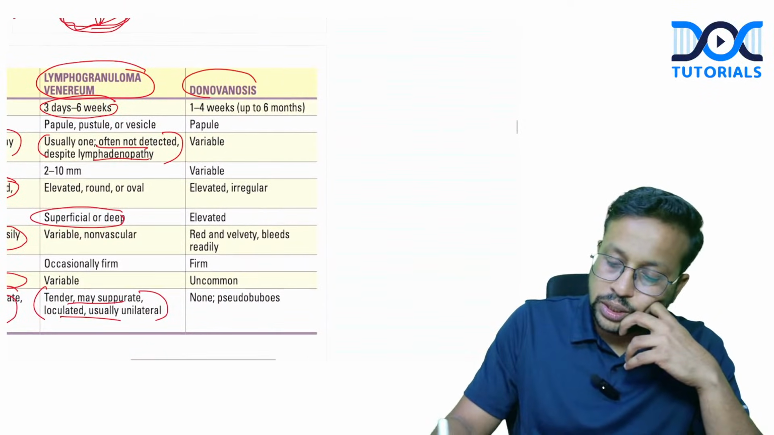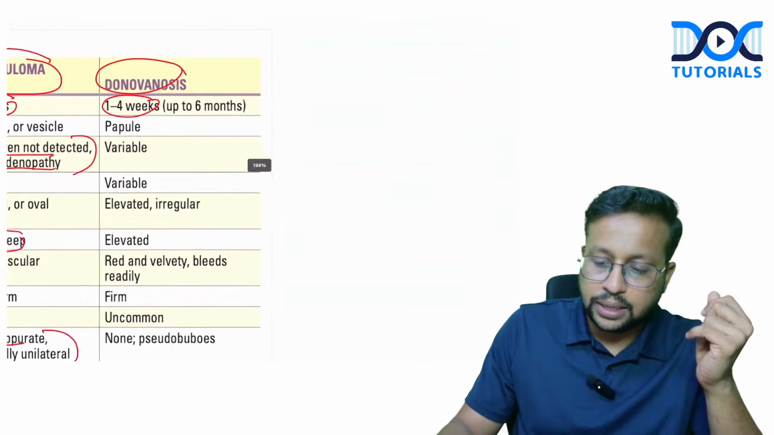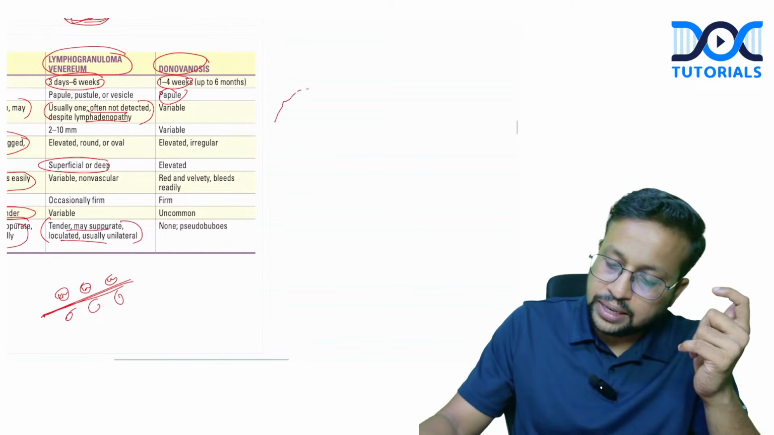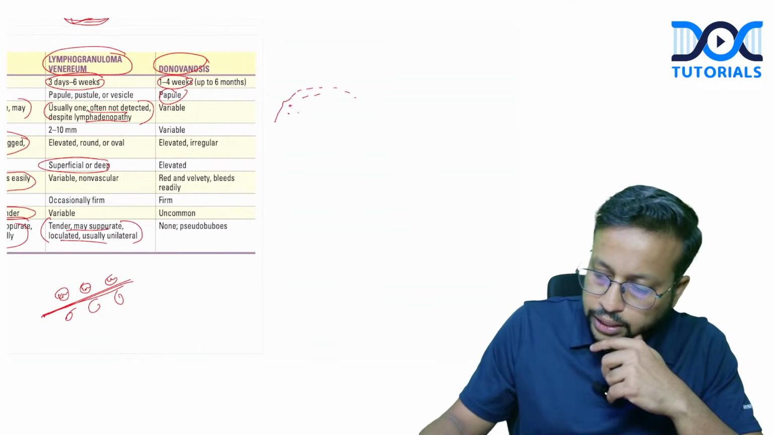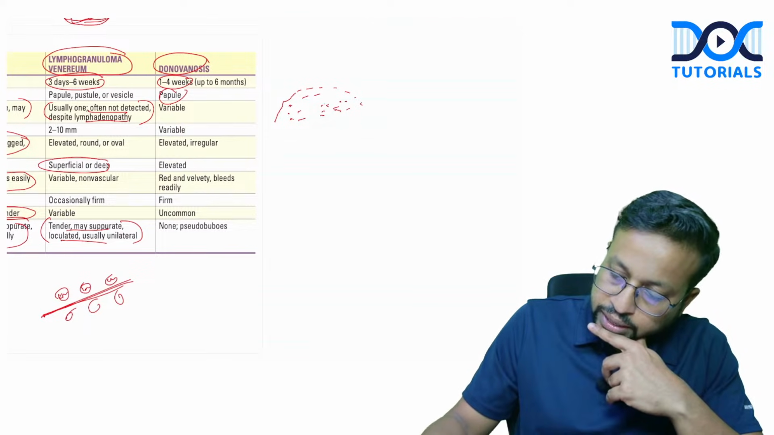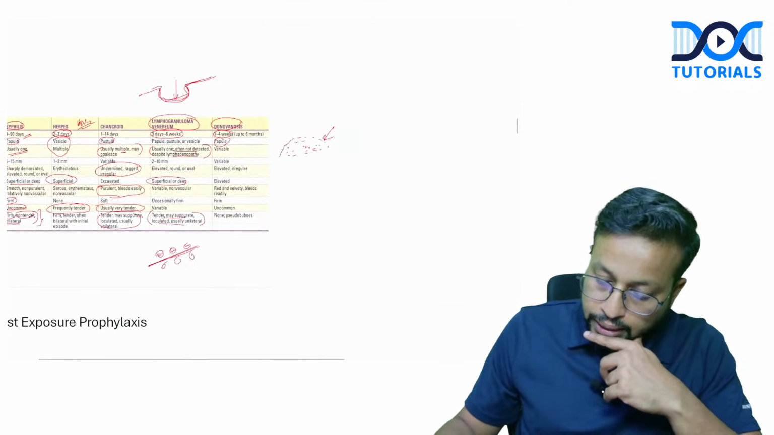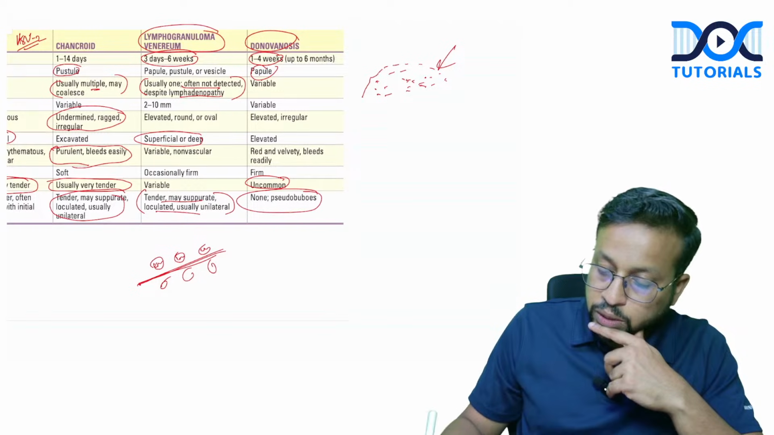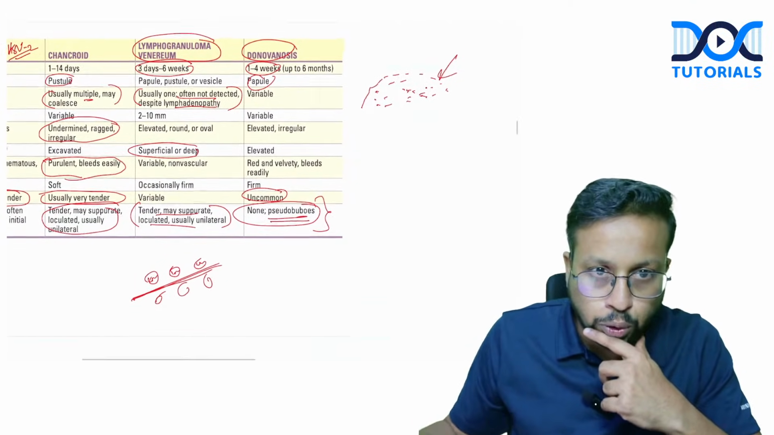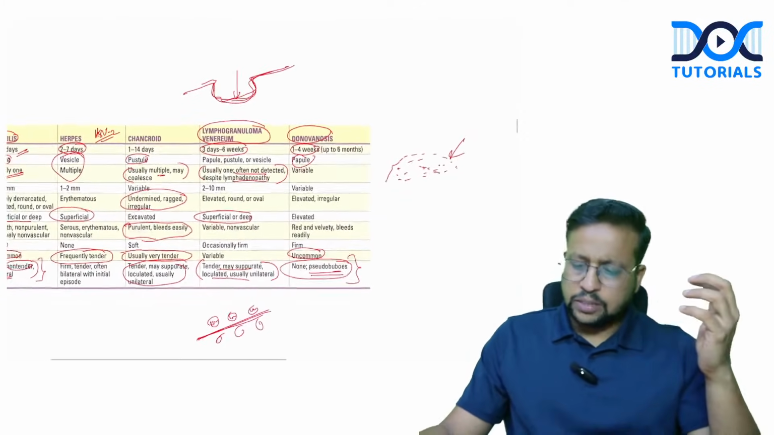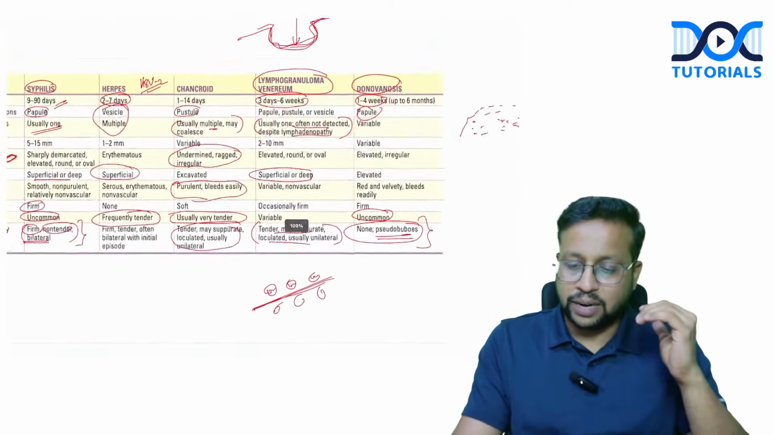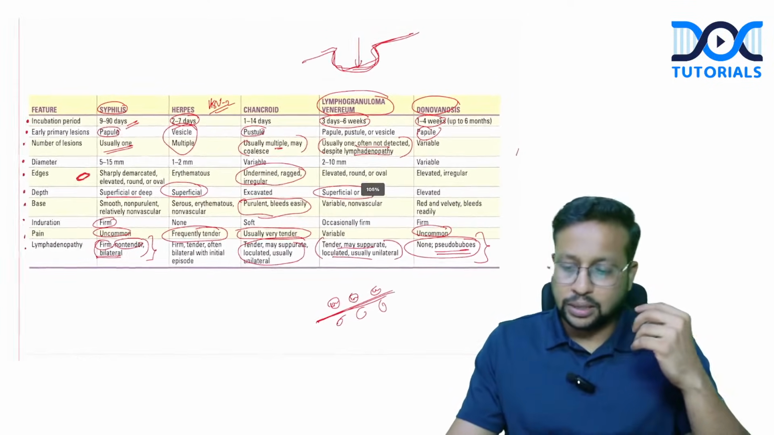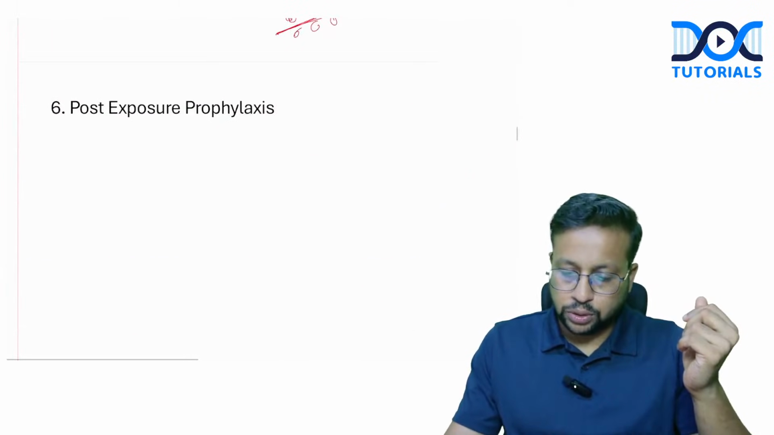Then you have donovanosis, again coming around 1 to 4 weeks after the contact, starting as a papule. What is peculiar is that it is an elevated kind of ulcer, which is red and velvety and which can bleed very easily. Pain is uncommon there, and there is no lymphadenopathy, but there can be what is called pseudobubo in case of donovanosis. Now, this particular topic of the STD chapter has been quite often asked, but we often tend to forget it as an important topic. So do pay attention to this particular table.